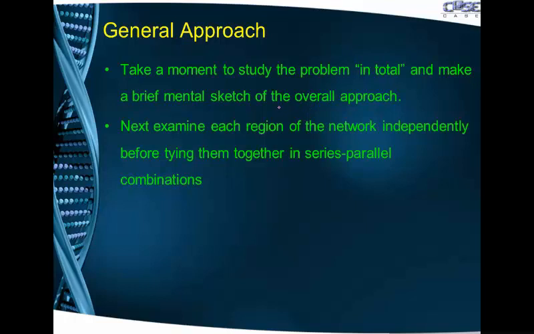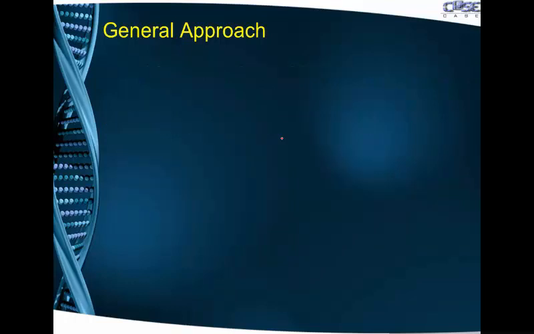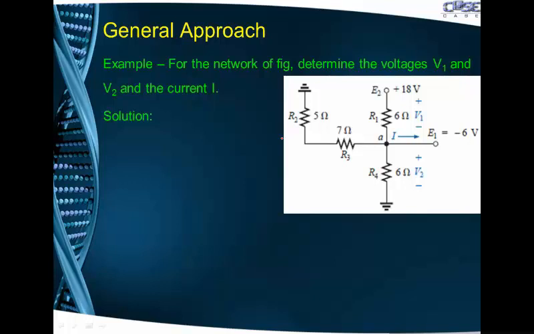So to some extent we have seen that a few components are in series, and the combination of those components with the other components may be in parallel. Then we next examine each region of the network independently. We have seen that we break the circuit into regions, so that R2 and R4 seem to be in series and the other combinations are in parallel.